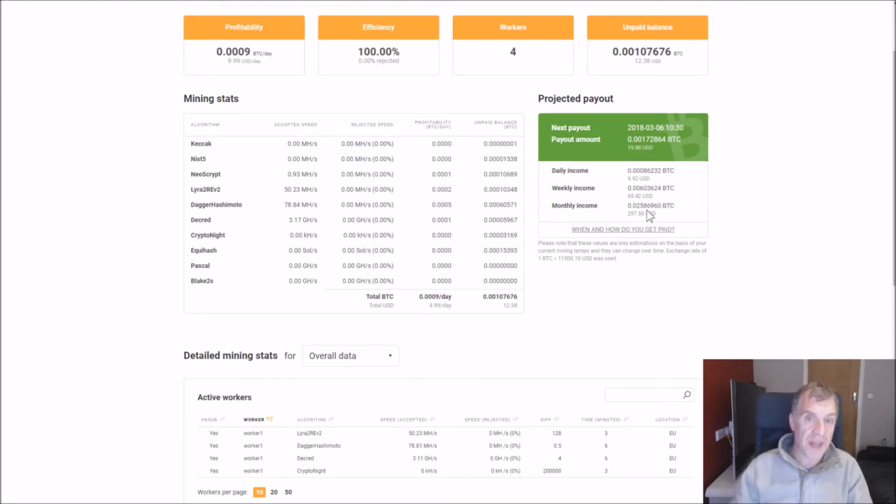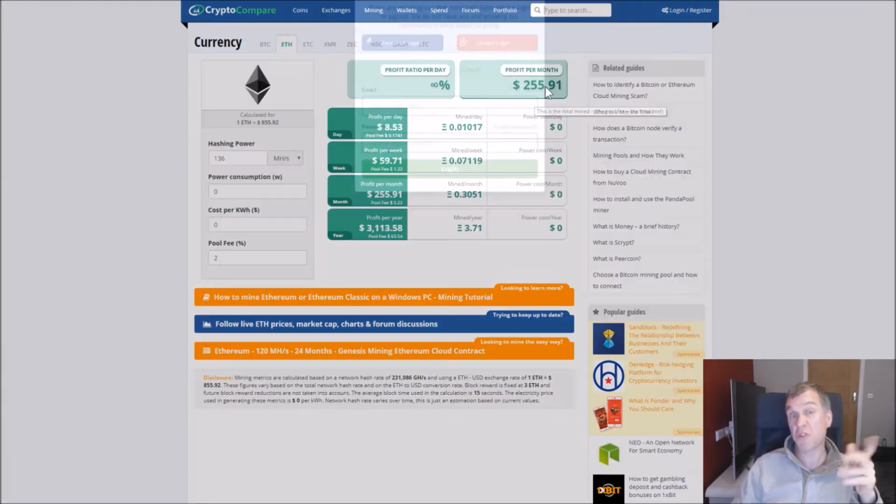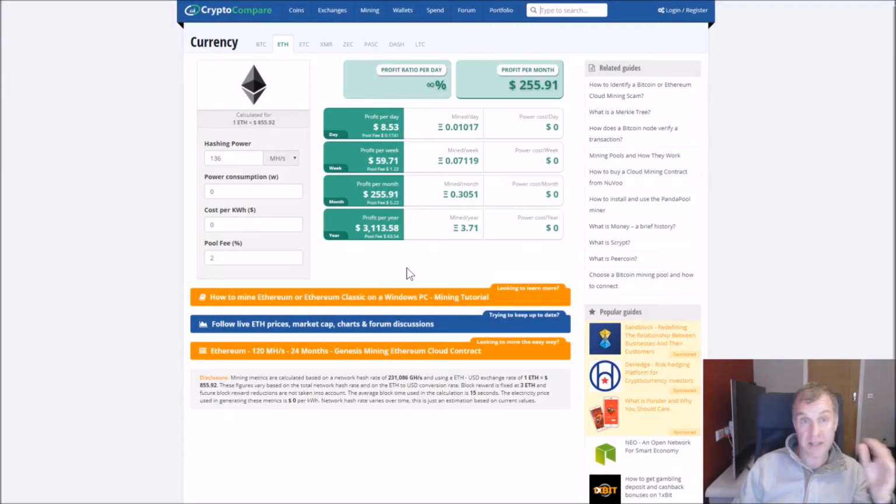So with that in mind, if we have a look at Ethereum using a mining profit calculator, now these usually overestimate by about 10%, but we'll just go with it for the sake of this video. So if I put all my cards into one basket and mined Ethereum, we would get a total of $255 per month. So that's around $45 down on what Nicehash would be getting me.